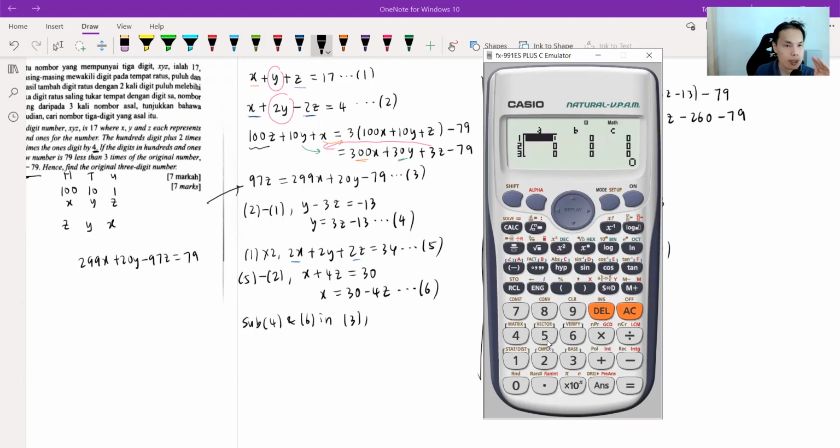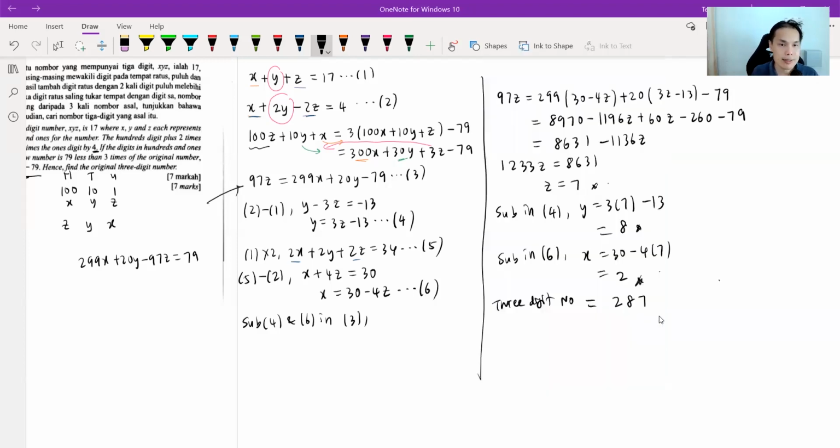All right, key in your x, y, z. In the first equation, your x is 1, your y is also 1, your z also 1, and your number at the back, d, is 17. Second one is 1, 2, minus 2 and 4. Third one is 299, 20, minus 97, and the last one is 79. Okay, there you go. My x is 2, my y is 8, my z is 7. Use your calculator to validate or double check your answer.